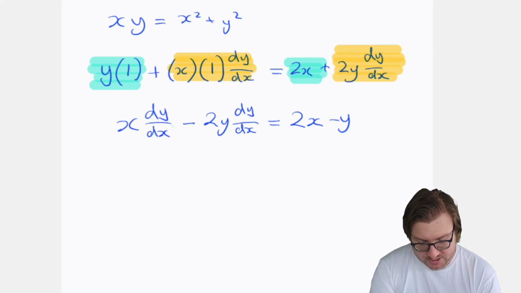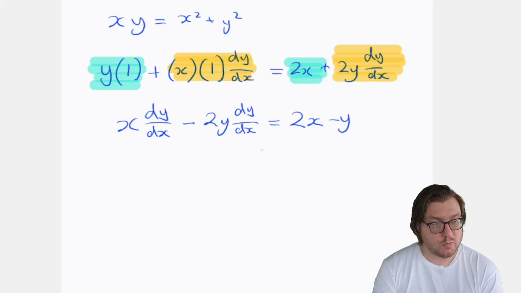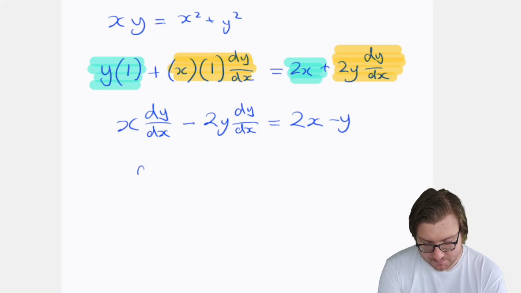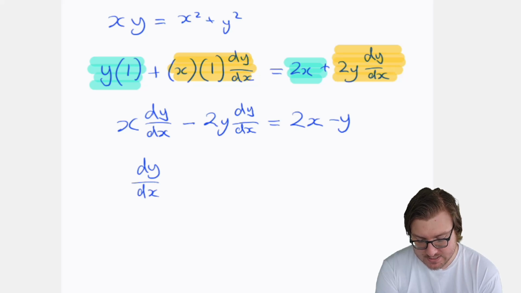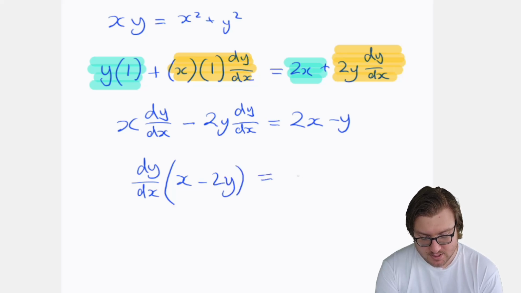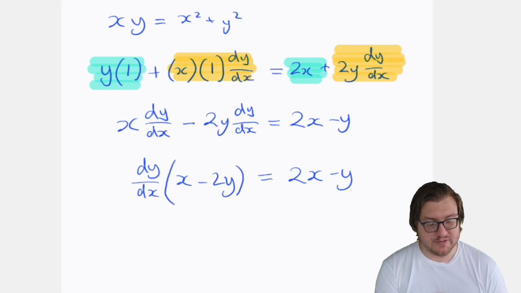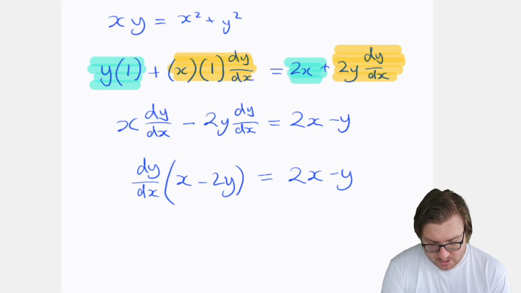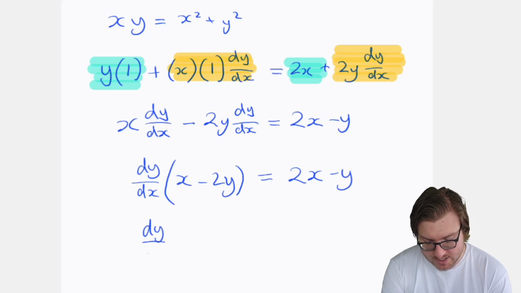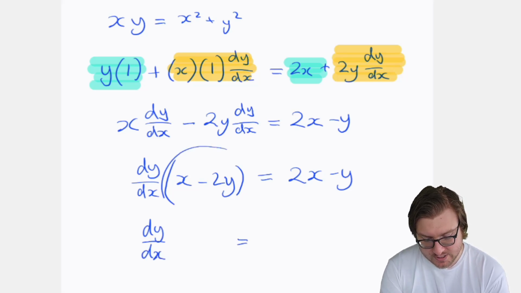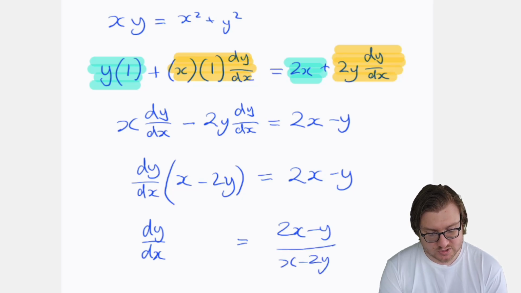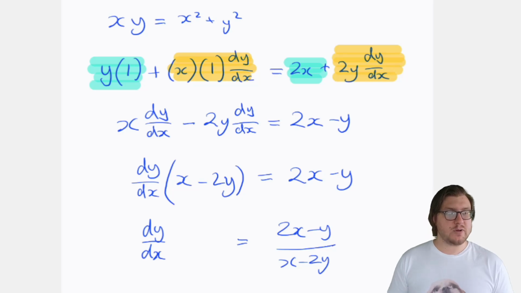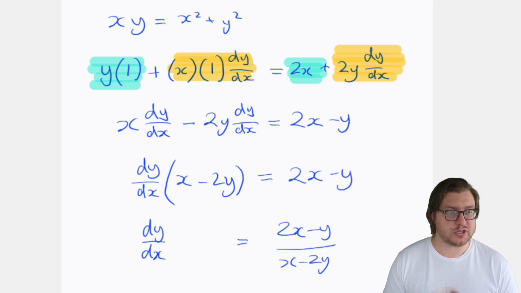Now, in order to get to our dy's, we need to factor out the dy. We get dy by dx times x minus 2y, and we copy the left-hand side. And now, if we just want dy by dx by itself, we can divide by this whole term. Then we get 2x minus y divided by x minus 2y, and we get our equation as we wanted.